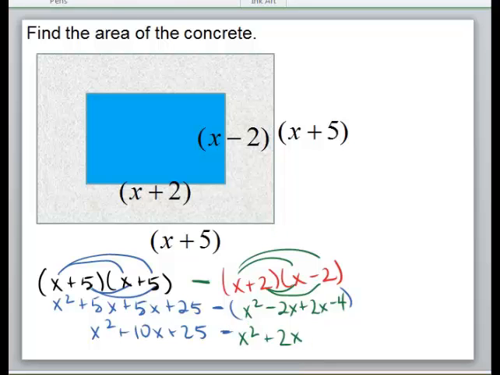Actually, let's back up here. I should have combined like terms. So let's go ahead and combine like terms first. This creates 0, minus 4. Now I'll come up here and finish this up.